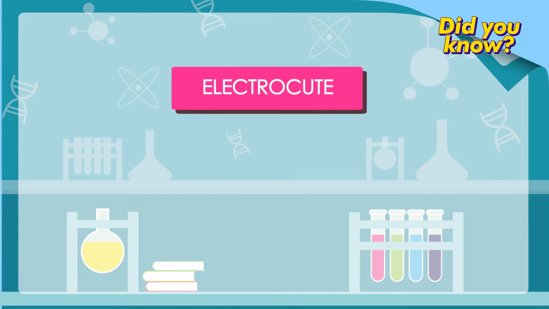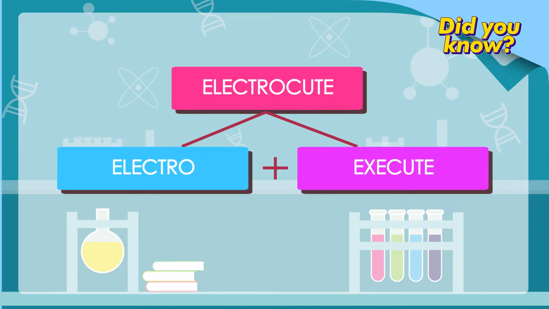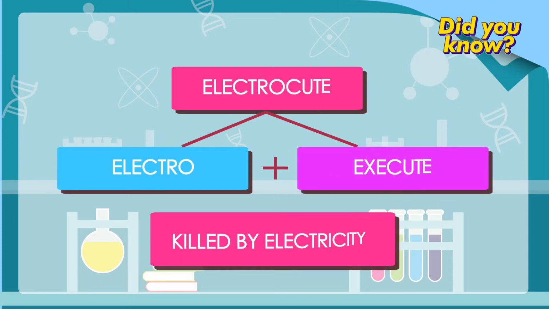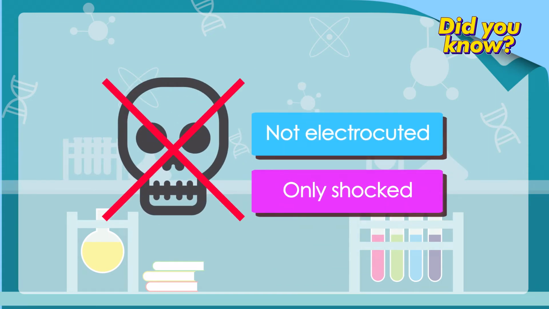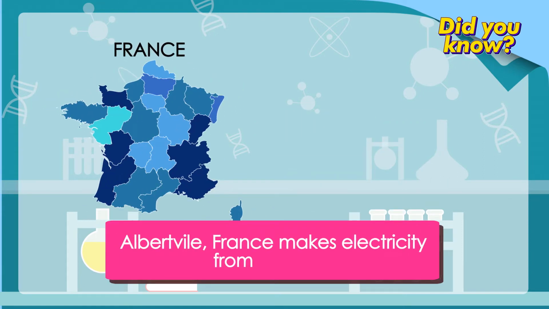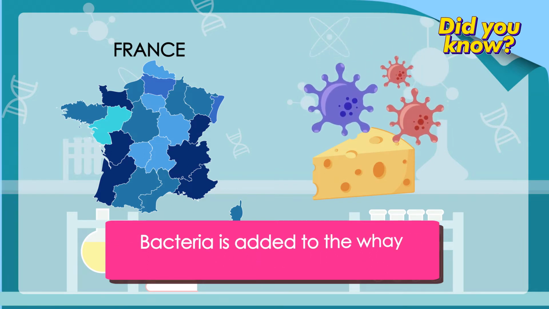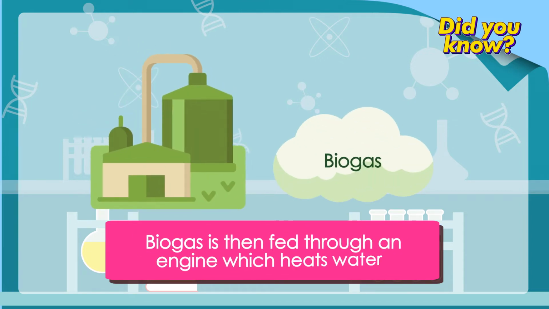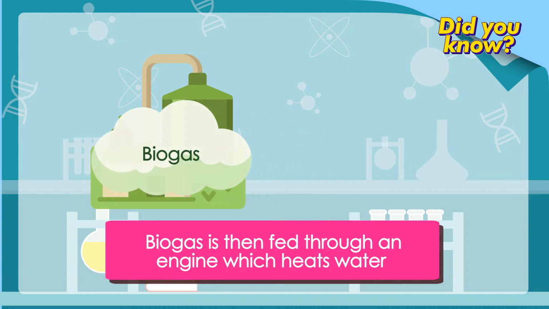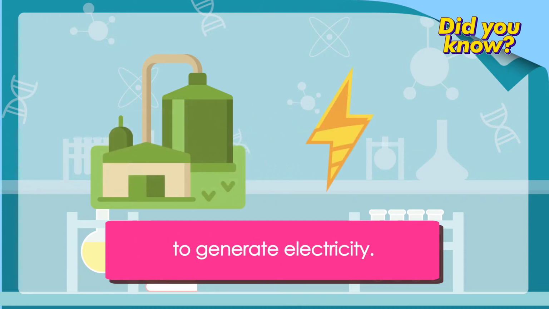The word electrocute is a combination of the words electro and execute, meaning you were killed by electricity. So, if you don't die, you were not electrocuted, only shocked. In Albertville, France, host city of the 1992 Winter Olympics, they make electricity from cheese. Since whey isn't needed to make Beaufort cheese, bacteria is added to the whey, turning it into biogas. This gas is then fed through an engine which heats water to generate electricity.